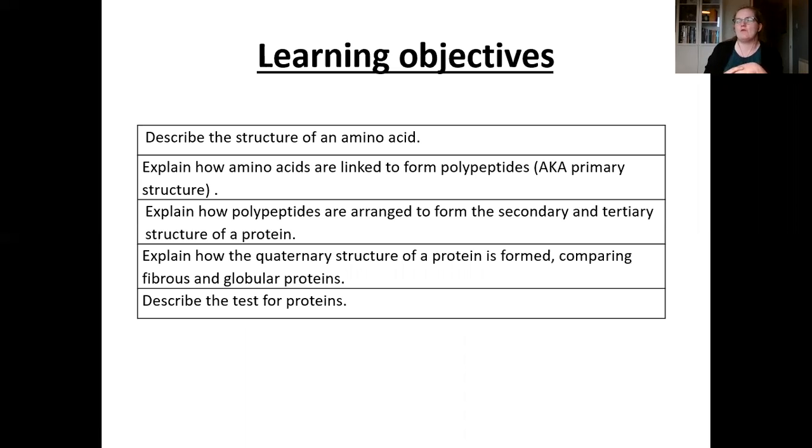When we've been talking about carbohydrates and lipids, they don't have the same 3D structure that a protein does. So proteins have these really complicated structures to do with different bonding that takes place as well. We'll look at them and look at the test for proteins. The test for proteins, again, has not changed since GCSE, but we have to know that as well.